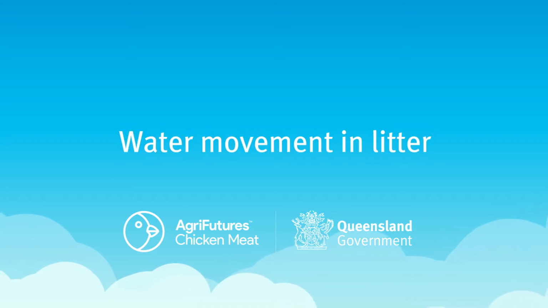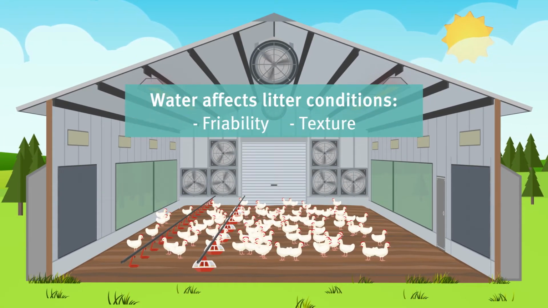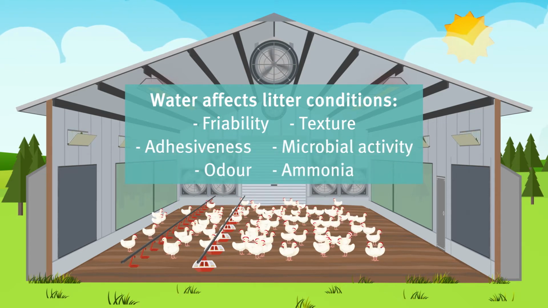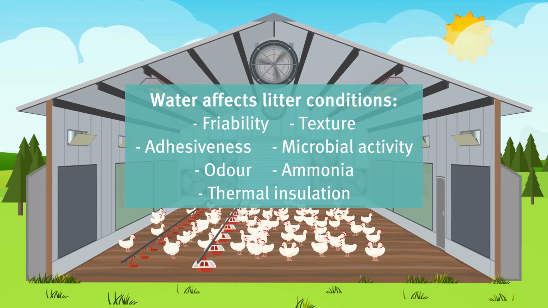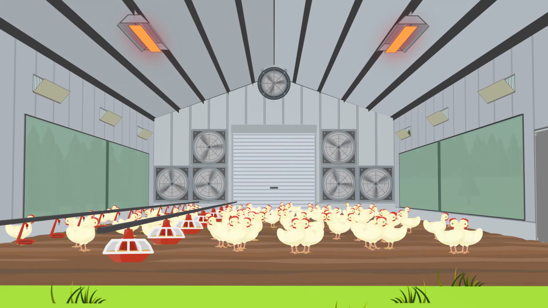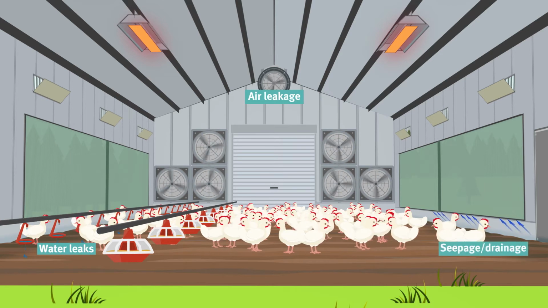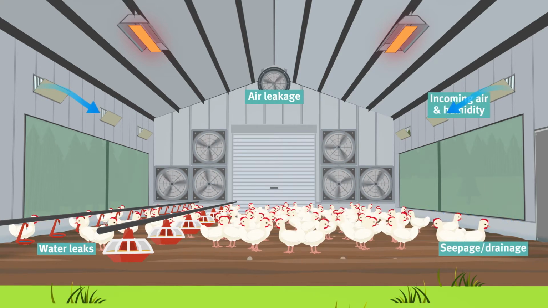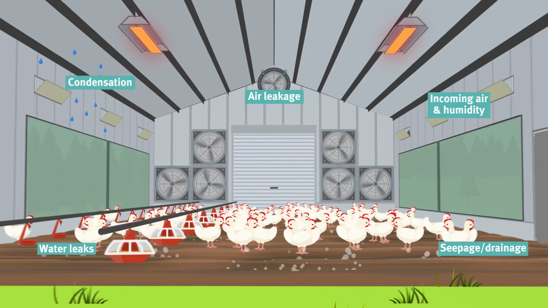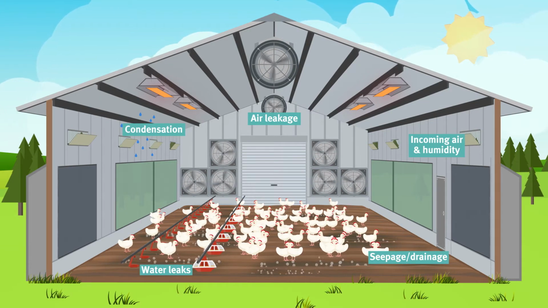Water has the greatest effect on litter conditions. It affects friability, texture, adhesiveness, microbial activity, odor, ammonia, and thermal insulation. Water is continually being added to the litter by chickens, drinkers, air leakage, water leaks, seepage, drainage, incoming air and humidity, and condensation, and is constantly moving in and out of the litter. But what drives water movement in the litter?